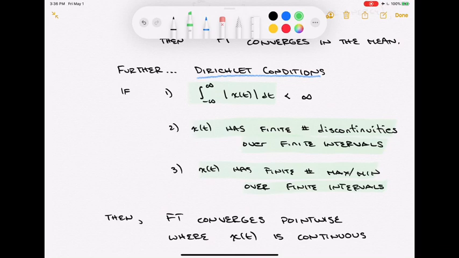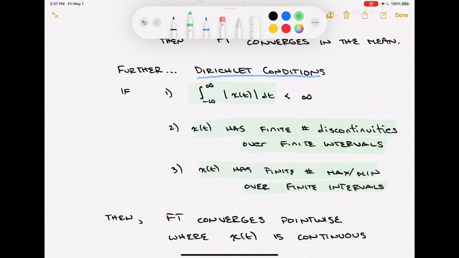These are very similar to the Dirichlet conditions for Fourier series. If you remember those, it said that it had to be absolutely integrable over a period, that it had a finite number of discontinuities over a period, and a finite number of minima and maxima over a period. Here, you can think of our period going out to infinity. So we are looking over the entire timeline from minus infinity to infinity. All engineering signals of practical interest and importance are going to meet these Dirichlet conditions.